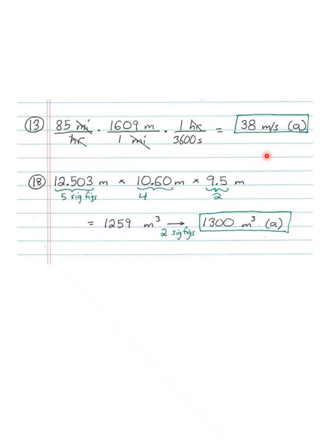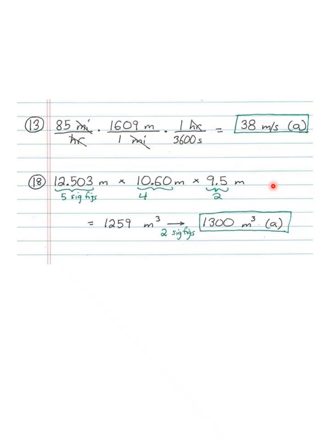Number 18, expressed with the correct number of significant figures, what is the volume of a rectangular room that measures 12.503 meters by 10.60 meters by 9.5 meters? All of those answers given give the correct value, but the question is more about significant figures. So we look at what information went into this problem. We're multiplying those 3 quantities. This first one has 5 significant figures. The second one has 4 significant figures. And the third one has 2 significant figures.